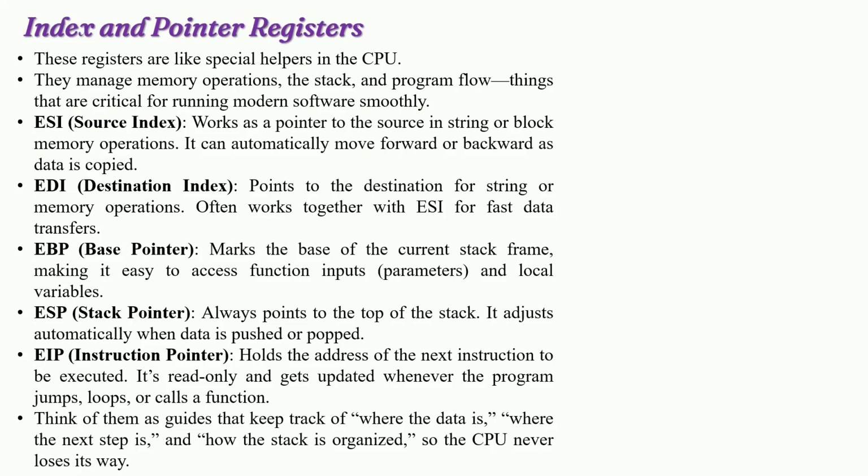And then comes one important register called EIP, instruction pointer, also known as program counter. This one is very, very special. It is like the CPU's GPS. It always knows the address of the next instruction to execute. These registers are basically the CPU's road signs and guides, making sure that data and instructions never lose their way.